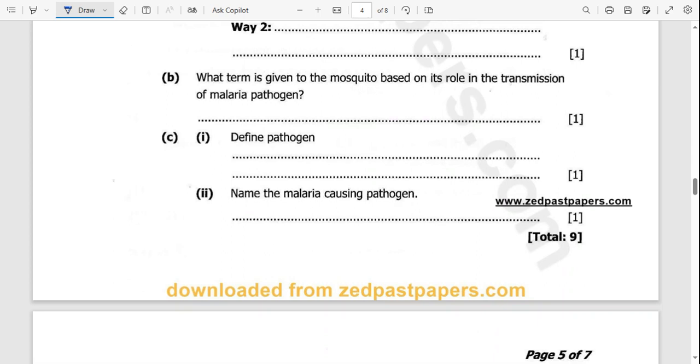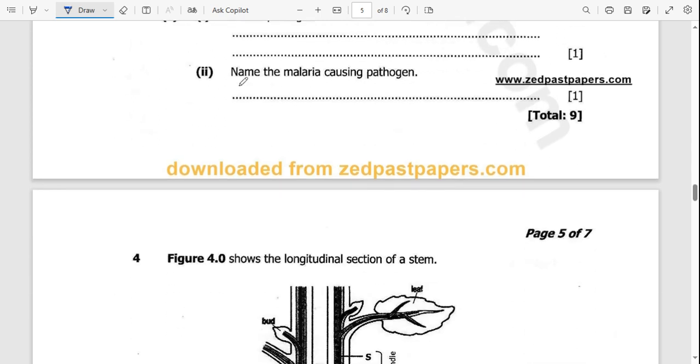What term is given to the mosquito based on its role in the transmission of the malaria pathogen? The mosquito is known as a vector because it carries the microbe or microorganism that is responsible for causing malaria. Define pathogen. A pathogen is a disease causing organism. So a vector carries the disease causing organism. And the pathogen that causes malaria is the Plasmodium parasite. It's a parasite, Plasmodium.